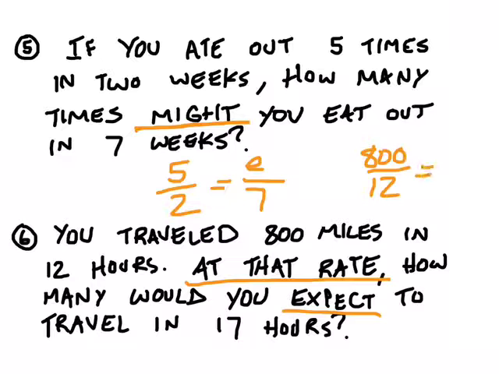So again, once I know that I'm dealing with a proportional relationship, I just got to get my units matched up. I've got miles on top, 800 miles, and hours on bottom, 12 hours. So this 17 hours is going to go on bottom with the other hours. Miles is unknown.